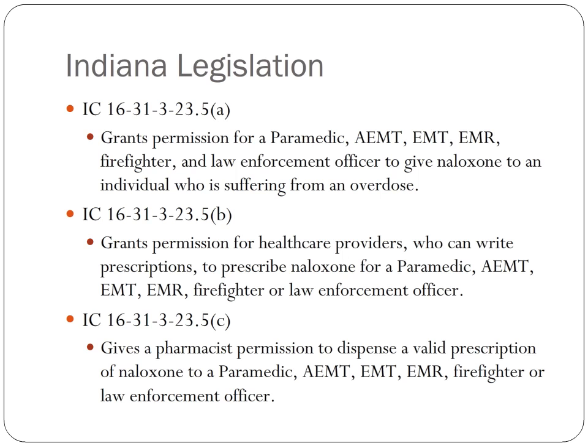And the third IC code gives permission to a pharmacist to dispense a valid prescription of naloxone to these same individuals. So in this one IC code, you see that these are subletter A, B, and C. In this one IC code, you have permission for these individuals to give the naloxone, permission for a physician or anybody else having prescriptive authority in Indiana to write a prescription for the naloxone, and you also have permission for a pharmacist to dispense that prescription.